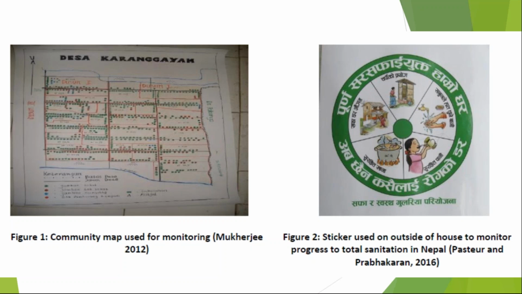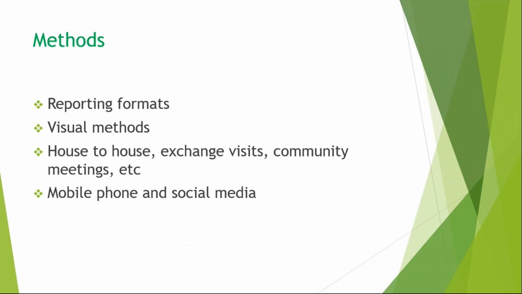So has someone got a toilet? Do they have hand washing? There's an aspect of having a clean kitchen, safe water, safe cooking, and so these can be ticked off, and then once they've achieved them all, then they've got this green sticker on the house to prove that they have progressed. Also, household visits, house-to-house exchanges, meetings, all these slightly more participatory methods are fairly common.